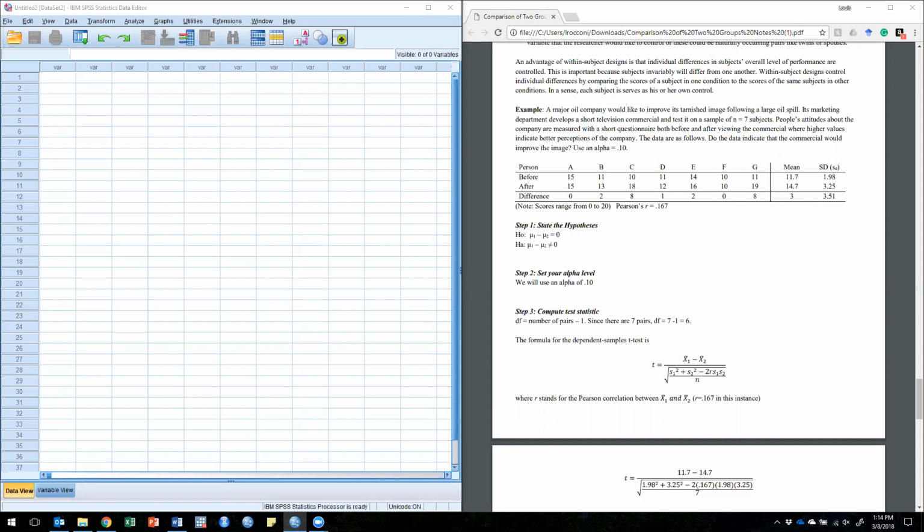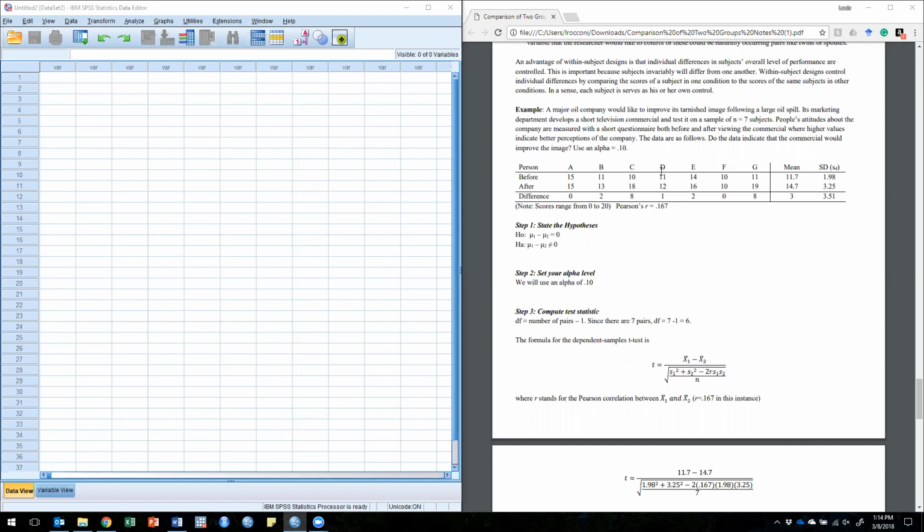A major oil company wants to improve its image after a large oil spill. So its marketing department develops a short television commercial and tests it on a sample of 7 subjects. People's attitudes about the company are measured with a short questionnaire both before and after viewing the commercial, where higher values indicate better perceptions of the company. The data collected are as follows. Do these data indicate that the commercial would improve the company's image, using an alpha of 0.10?